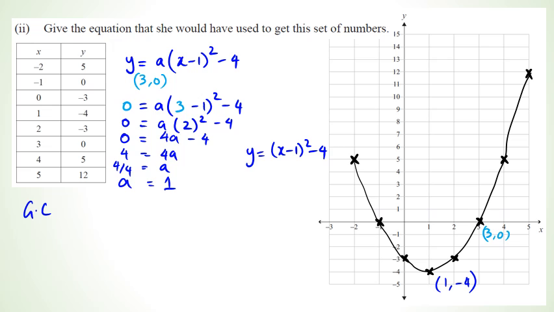Now, if you do this in the graphics calculator, you're probably going to end up with the expanded version of this, which is x squared minus 2x minus 3. That's absolutely fine. You can leave your answer like that as well.